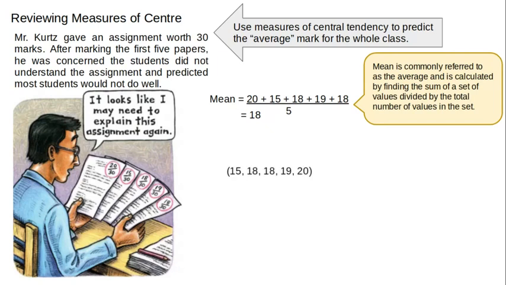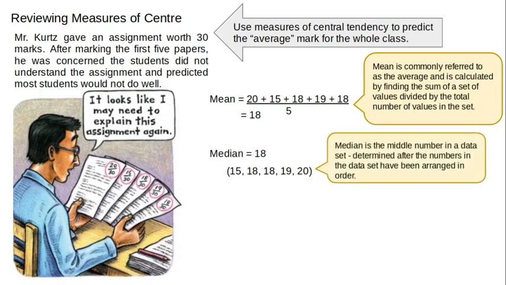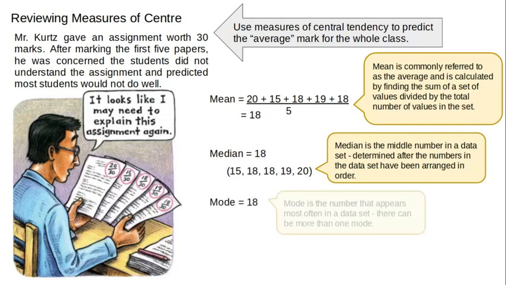Let's take that same data and rearrange it in ascending order, from least to greatest. The median would be 18. Median is the middle number in a data set. It's determined after the numbers in the data set have been arranged in order. The mode is 18. Mode is the number that appears most often in a data set. There can be more than one mode.